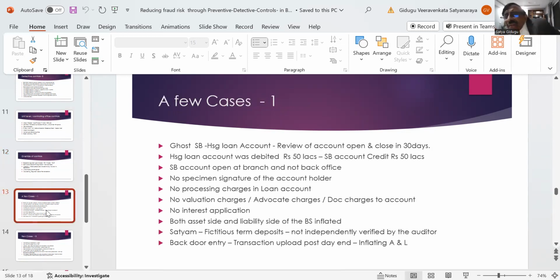In the next 2-3 minutes, I will tell you 3 cases. They will be an eye opener. These kinds of things can be there in manufacturing also. First, a ghost SP account.